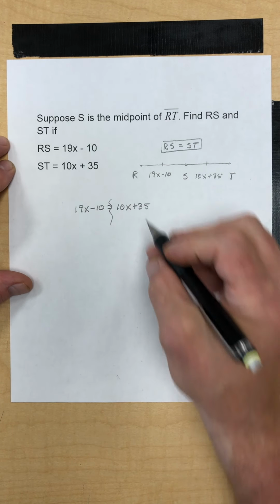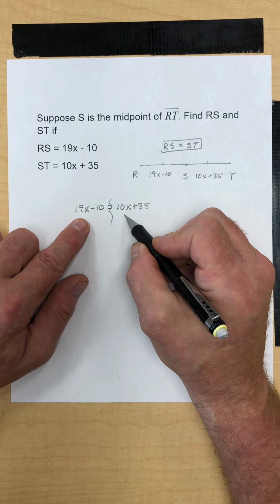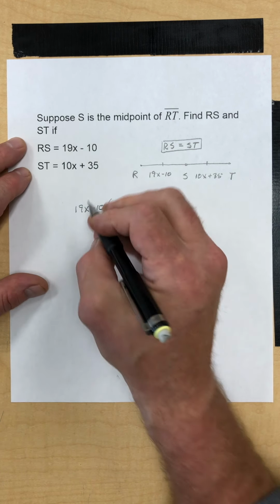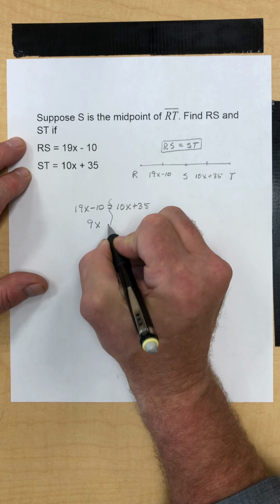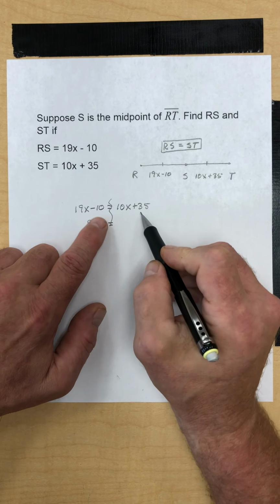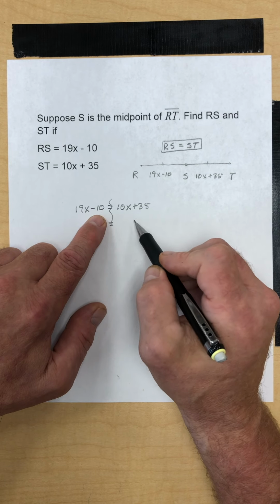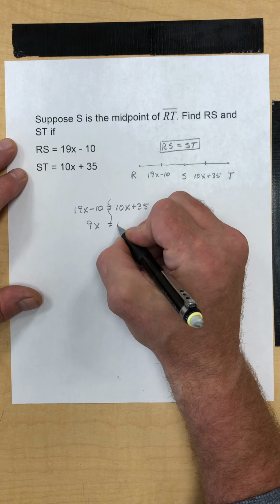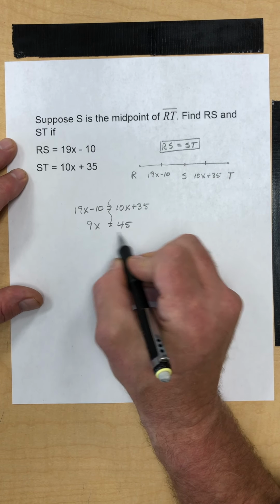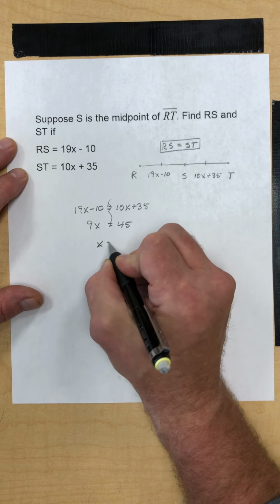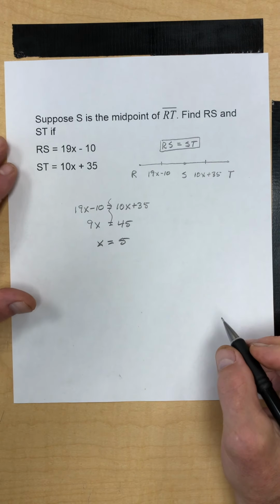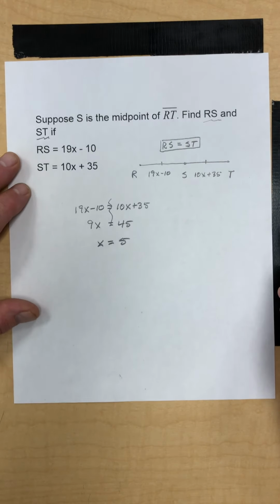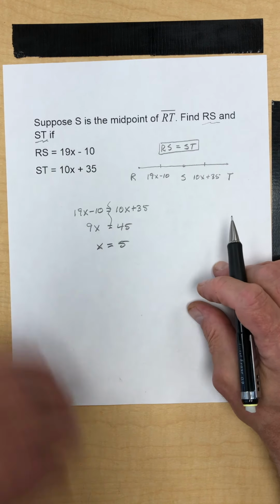And then we solve. I'm going to subtract 10x from both sides, so this is going to disappear. 19x minus 10x is 9x. So if I collect the x's on the left, I have to collect the constants on the right, so I'd have to add 10 to both sides. So 35 plus 10 is 45. And then I divide both sides by 9, so it looks like x is equal to 5. Now notice it wants us to find RS and ST, and they should have the exact same length.